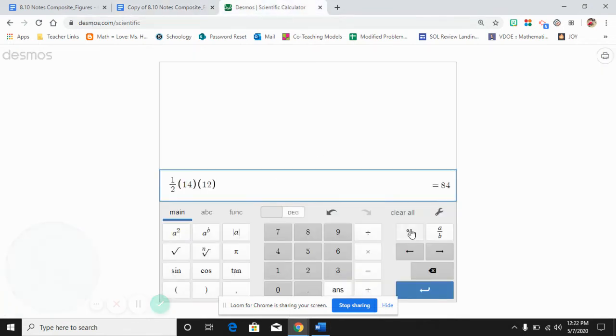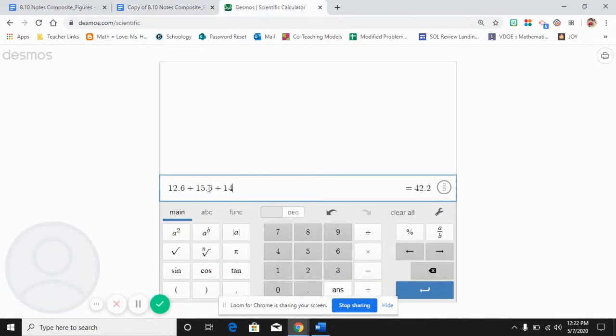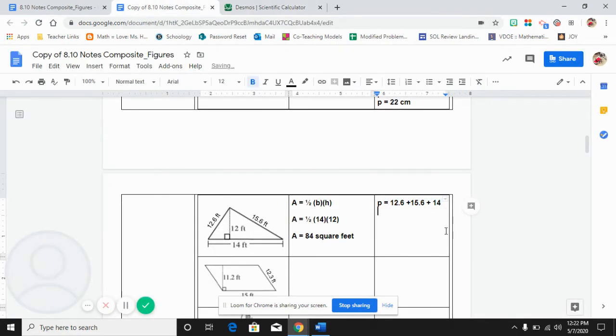Go ahead and put that into Desmos. And we get 42.2. Our units were feet.